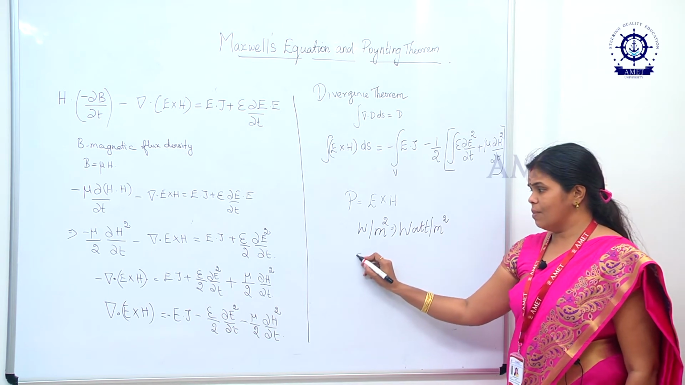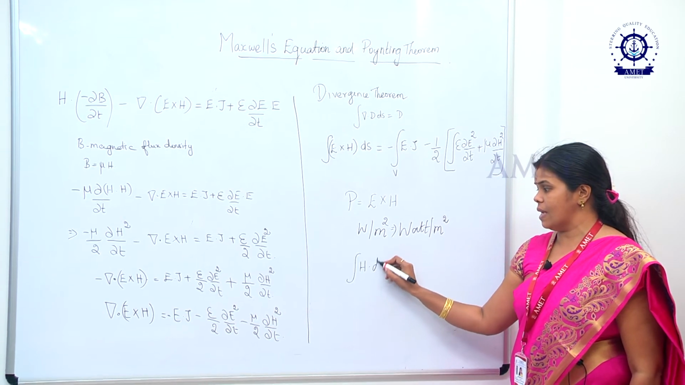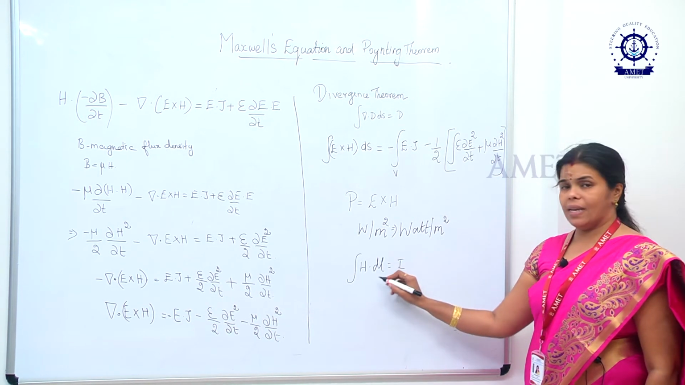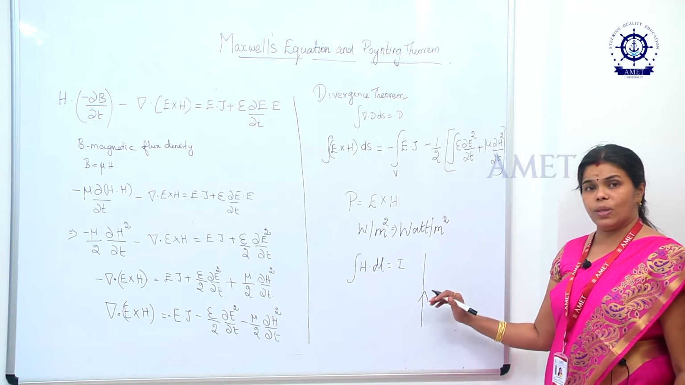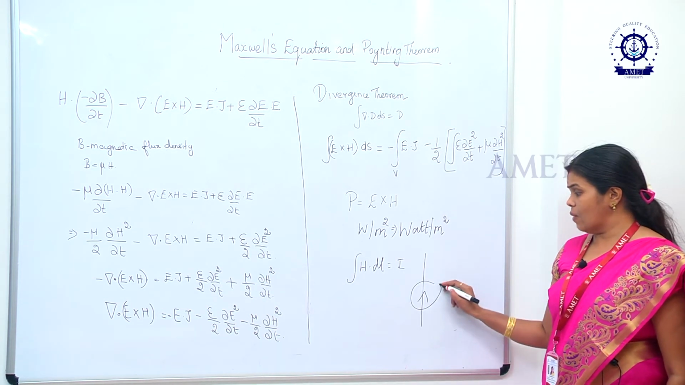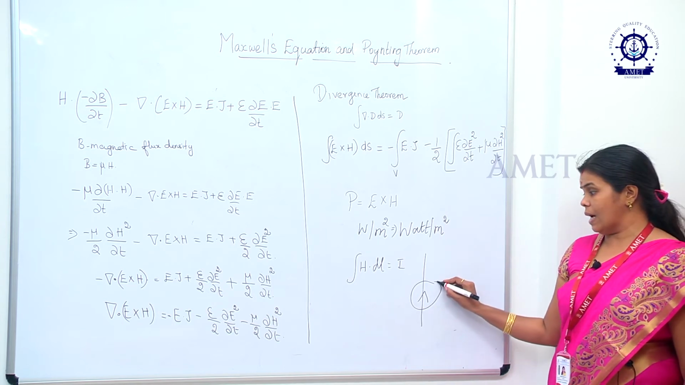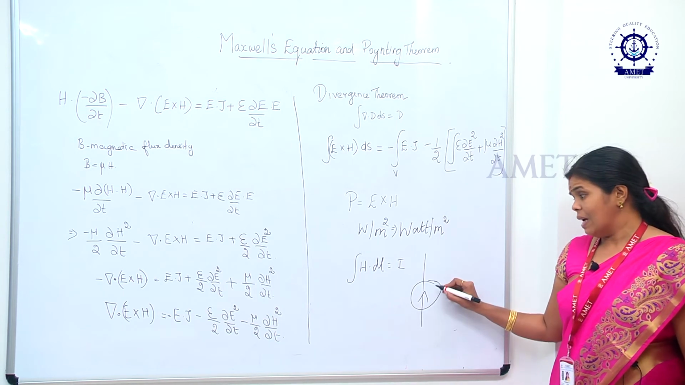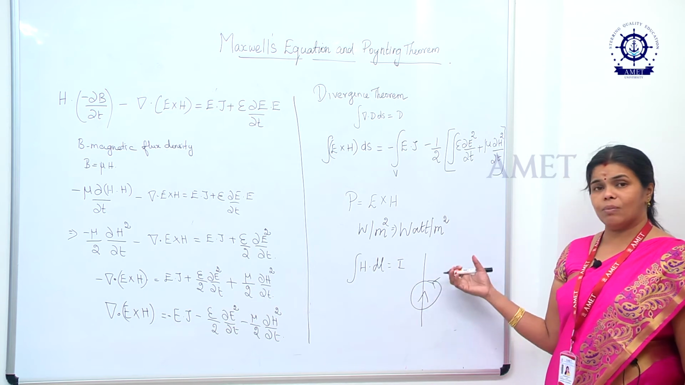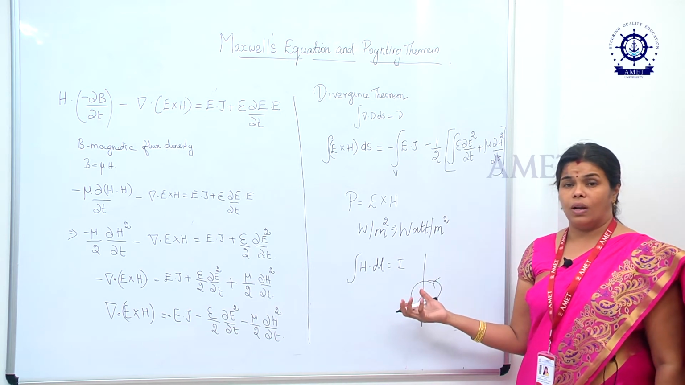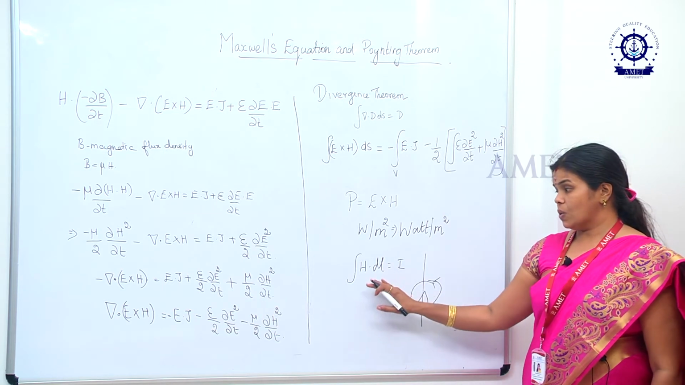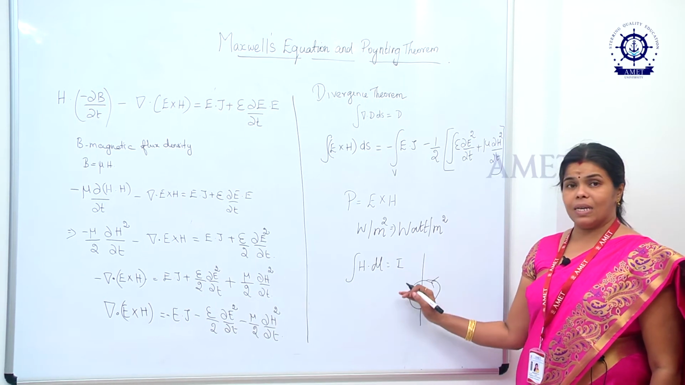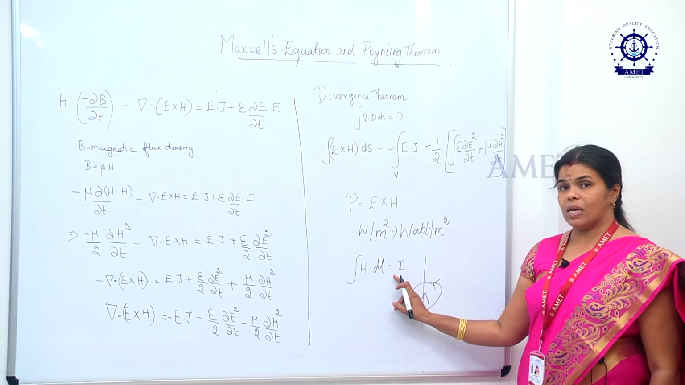Because our Ampere's law is H dot dl, which is equal to I. H dot dl equal to I means if you have a conductor and current is passing through the conductor, around the conductor we have the magnetic field. The direction of current can be determined with the help of the corkscrew rule. So using that we can find out the direction of the magnetic field. So in the Ampere's law, H dot dl is equal to I.